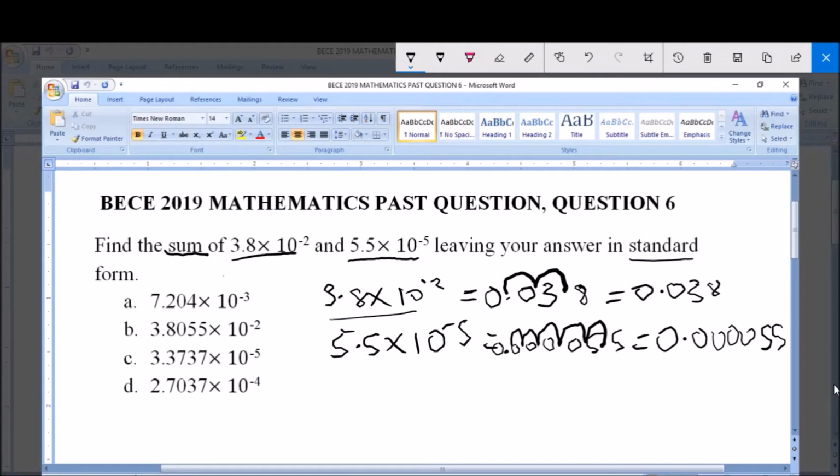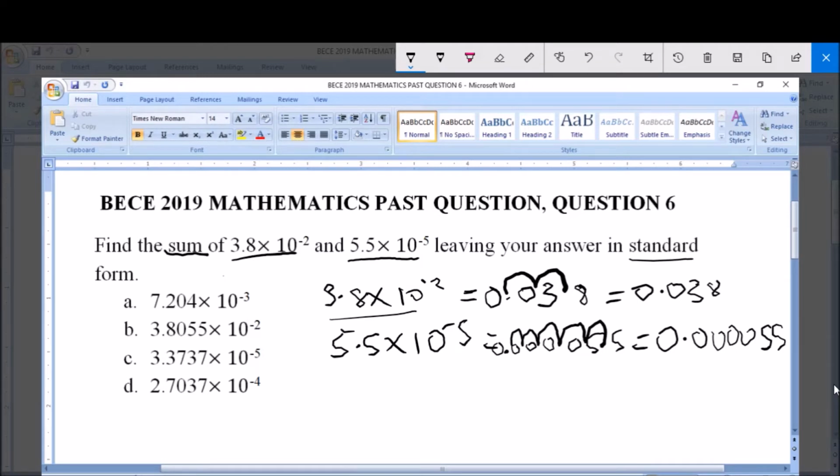Now you can see that these numbers are actually small numbers, and if you write them like this, they look cumbersome, and that is why we leave these numbers in standard form. So standard form is just a simple way of writing very large or very small numbers. Now the question asks us to add these numbers. This sum here refers to addition. We should add these numbers and then convert our answer back to standard form. Now let's add these numbers.